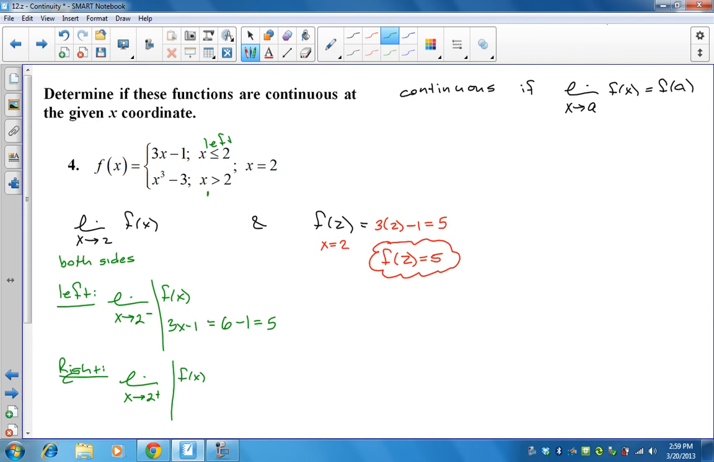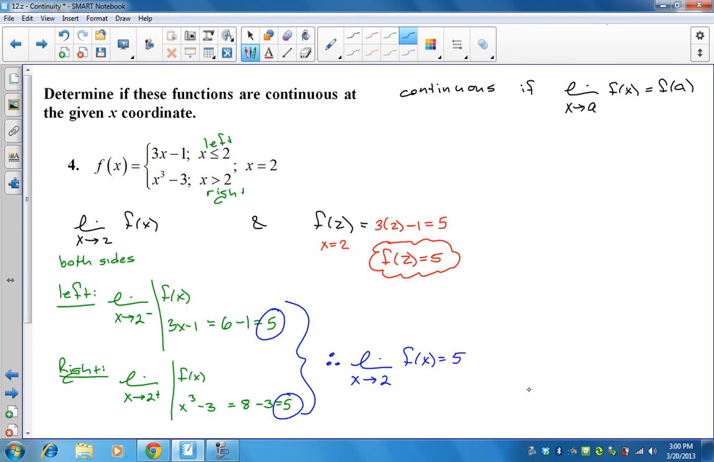And the right side of the function is when x is greater than 2, so I'm going to plug it into x cubed minus 3. 2 cubed is 8, 8 minus 3 is 5. And then I look at this and I notice that my left and right sides are equal. If left and right sides both go to the same place, that means, therefore, the limit as x approaches 2 of your function is also equal to 5.